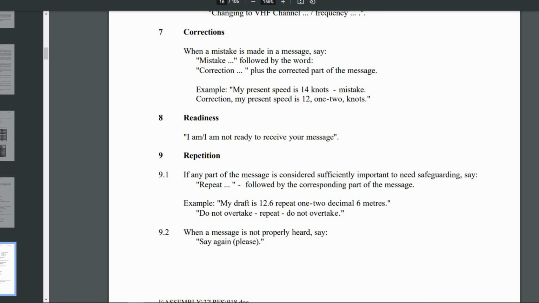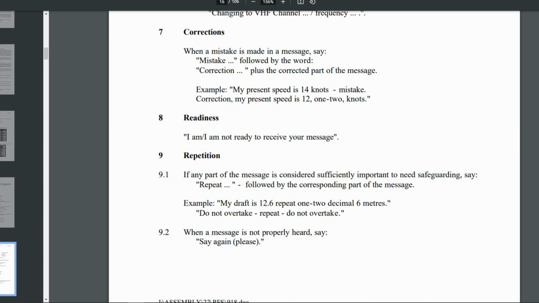7. Corrections. When a mistake is made in a message, say "Mistake," followed by the word "Correction," plus the corrected part of the message. Example: "My present speed is 14 knots. Mistake. Correction. My present speed is 12 knots." 8. Readiness. "I am ready to receive your message," or "I am not ready to receive your message."